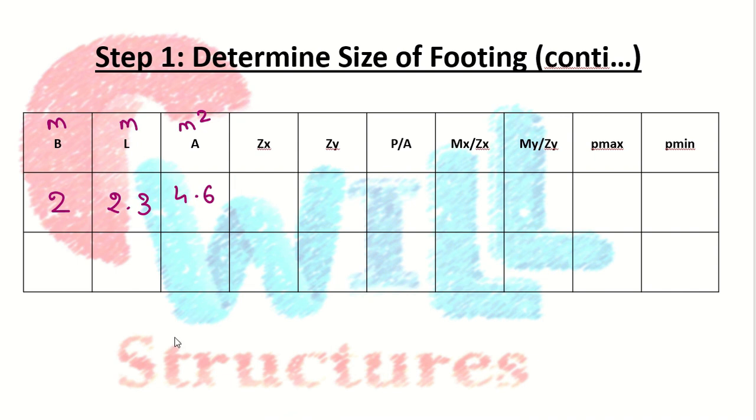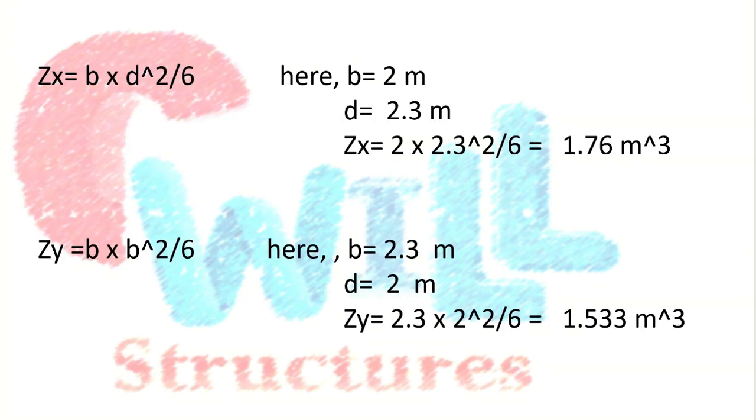Then ZX. ZX is nothing but the section modulus, and the formula is BD square by 6. And for the section modulus in terms of Y, it is DB square by 6. If I calculate the values, I get 1.7 and 1.5.